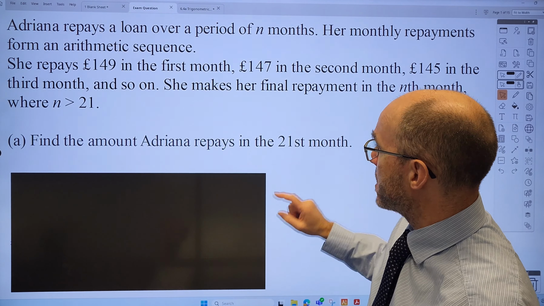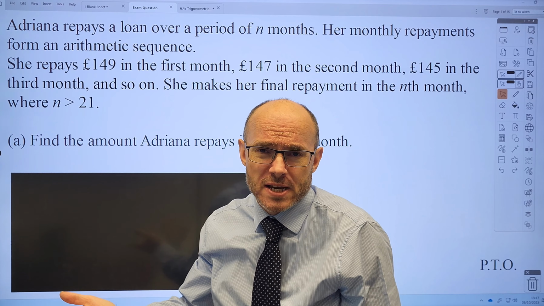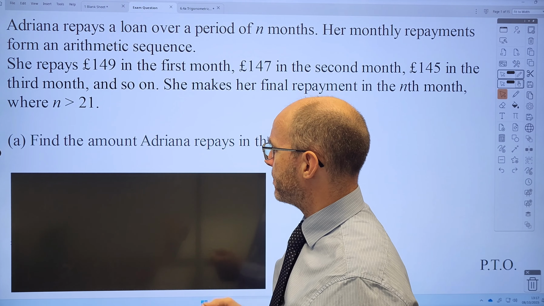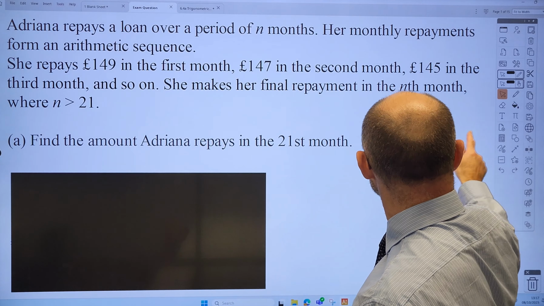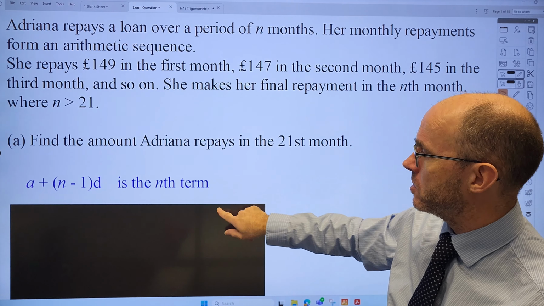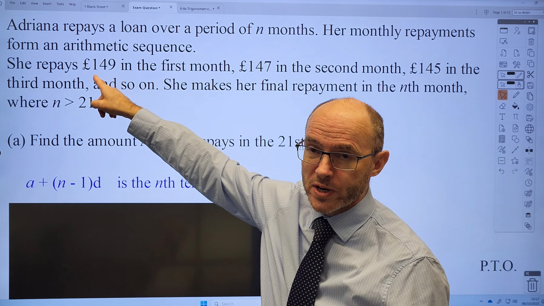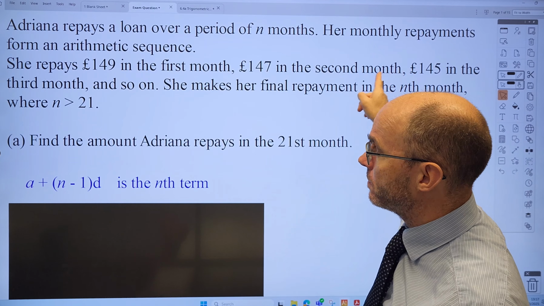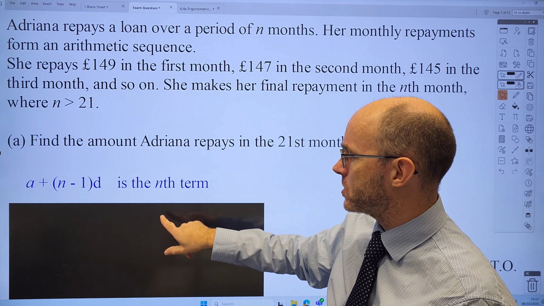She makes her final repayment in the nth month. n is greater than 21. What that means is they're telling us that it takes more than 21 months to repay the whole loan. Find the final amount Adriana repays in the 21st month. What I'd recommend is you just use this for the nth term. Bear in mind the first term is 149, second term 147, third term 145. So you've got an arithmetic sequence there. It's decreasing by 2 in each term.